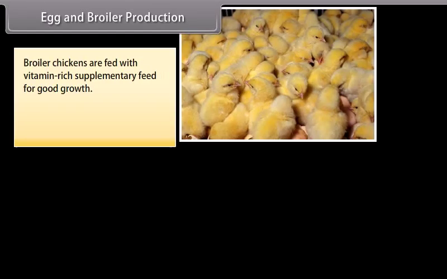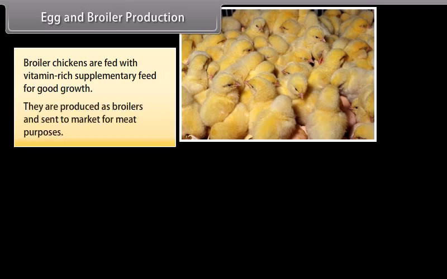Egg and broiler production. Broiler chickens are fed with vitamin-rich supplementary feed for good growth. They are produced as broilers and sent to market for meat purposes.